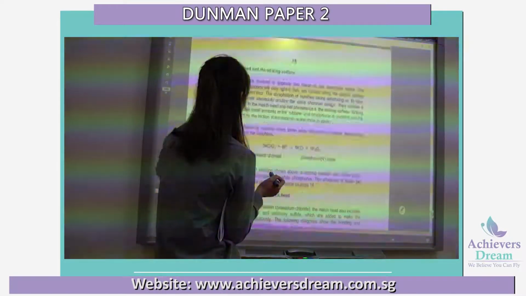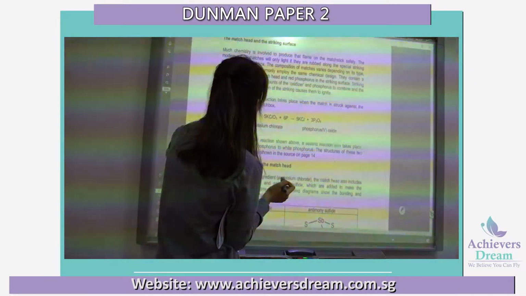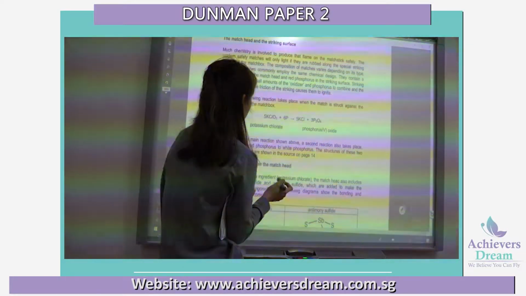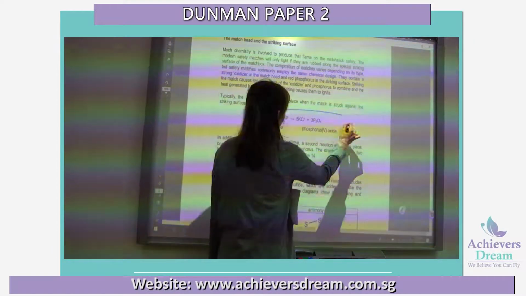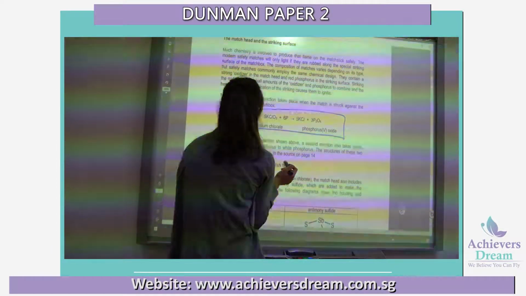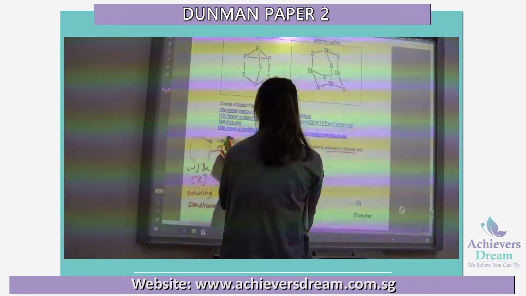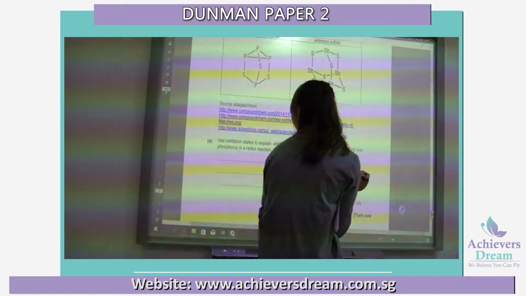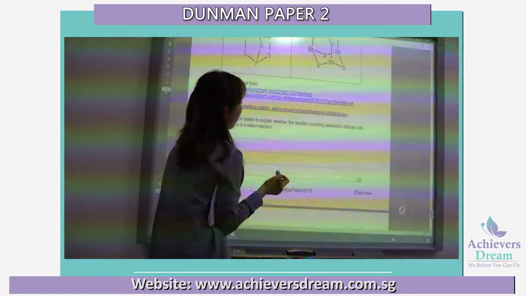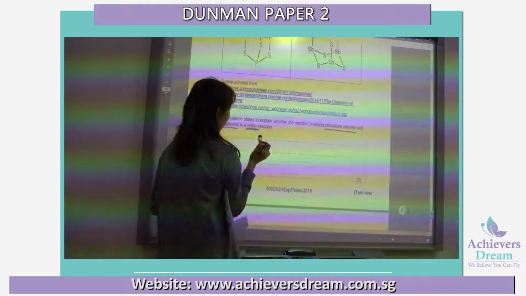So now let's look. When the match is struck against the striking surface of the matchbox, this is the equation that has taken place. This is the chemical equation. Now let's look at part A. Part A says, using oxidation state, explain whether the reaction involving potassium chlorate and phosphorus is a redox reaction.